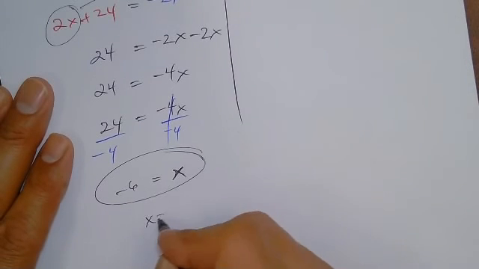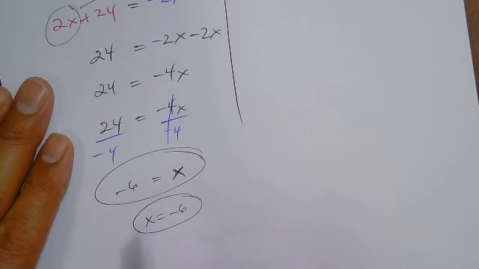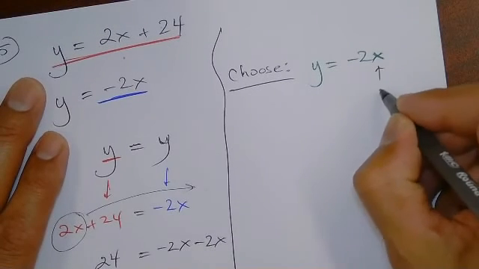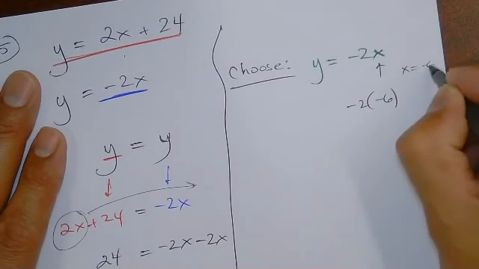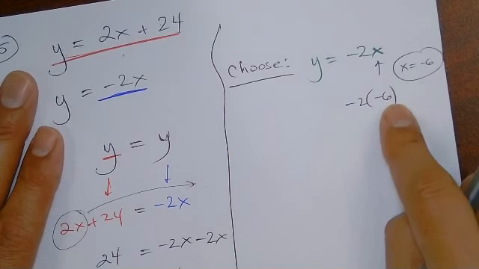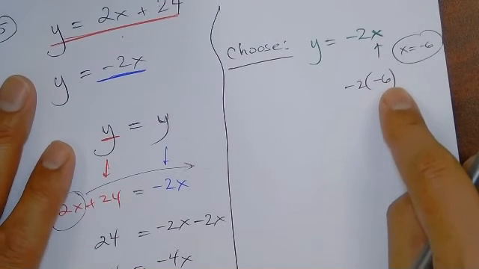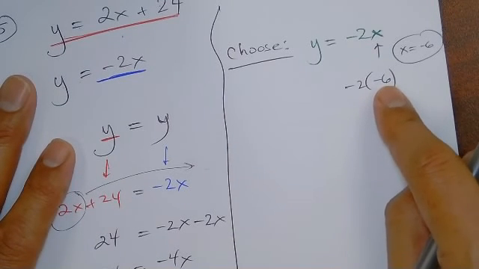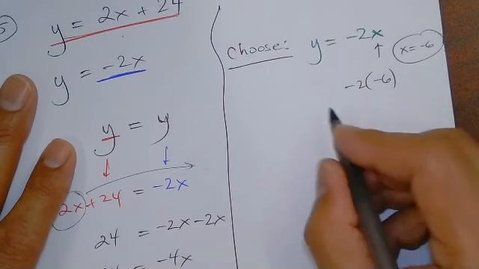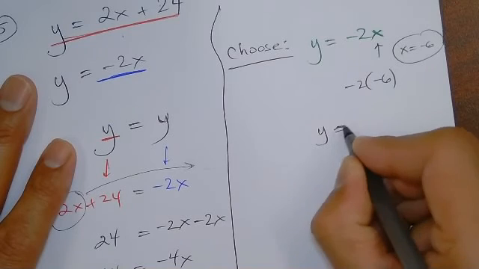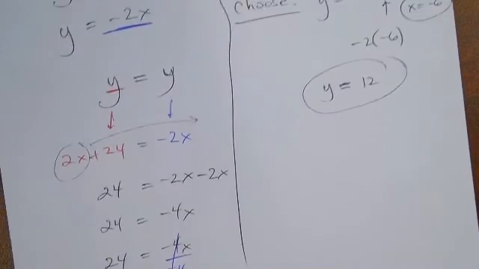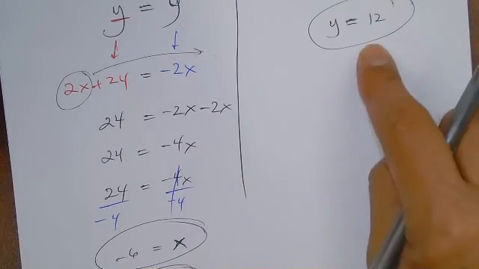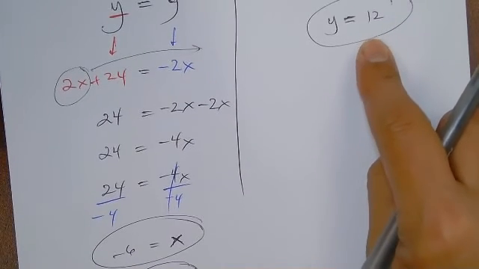Okay, and I just found out that x is how much? You can write it this way. x is negative 6, or negative 6 equals x. So for x, I'm going to put negative 6, because x is equal to negative 6. That's the value you just found for x. Negative 2 times negative 6, that's easy. y is equal to a positive 12. Okay, found both my coordinates.